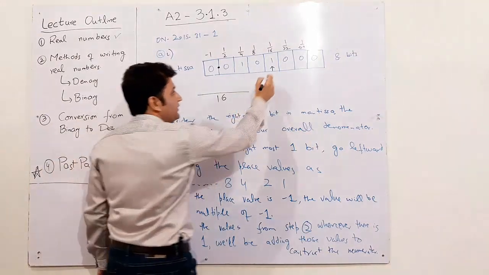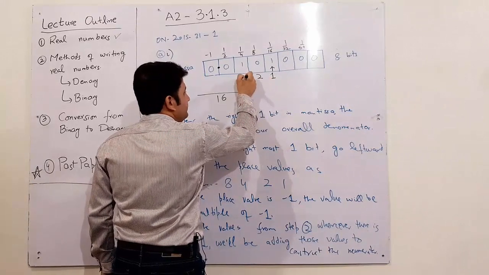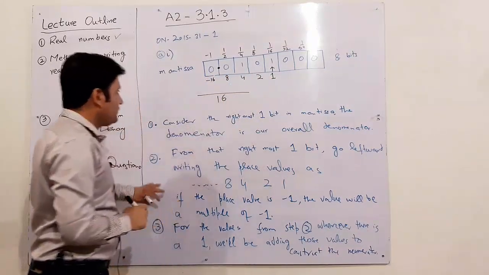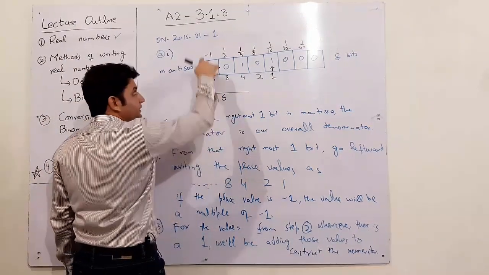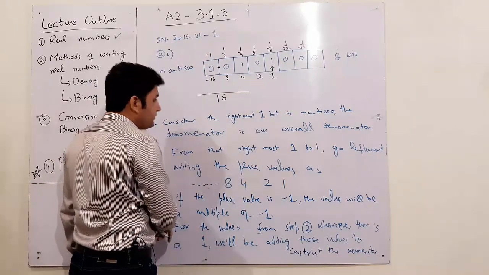So for this, I'll be writing 1 over here, then 2, then 4, then 8, and then -16. I'm writing -16 over here instead of +16 because on top I have -1. This is what this rule says. So rule number 3 comes in.